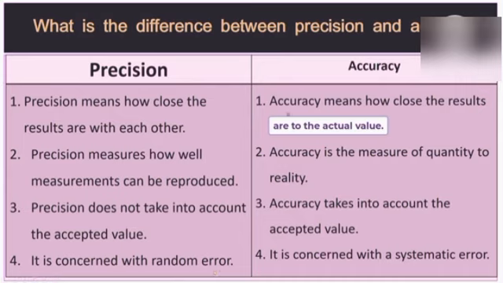Accuracy: accuracy means how close the results are to the actual value. Accuracy is the measure of quantity to reality. Accuracy takes into account the accepted value. It is concerned with a systematic error.